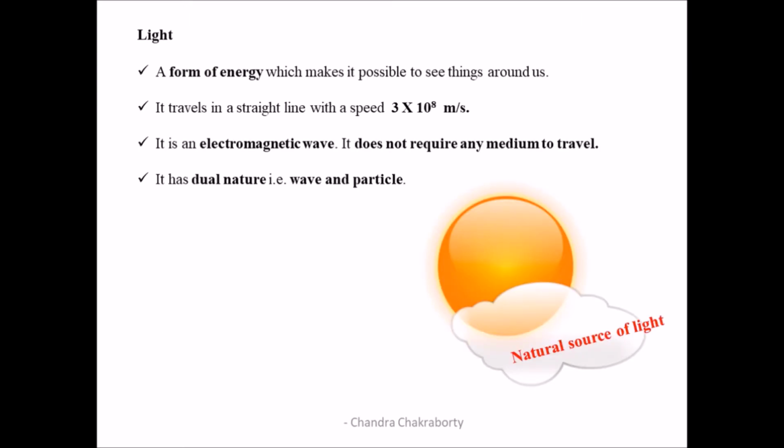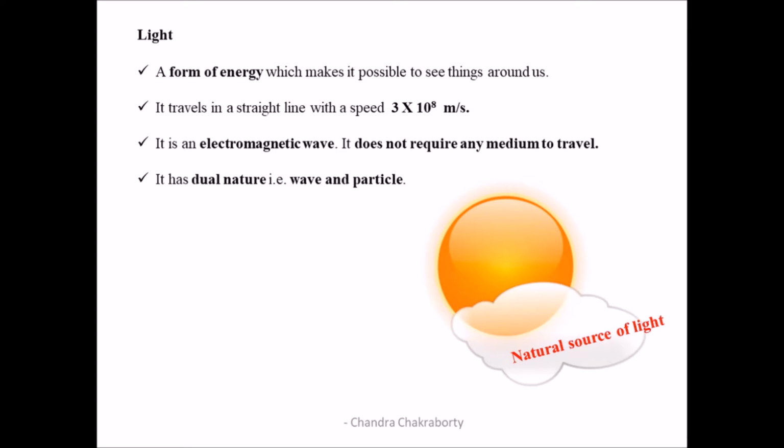Now, consider that you are kept in a dark room. Do you expect to see anything around you? Obviously no. Why? Because there is no light. But as soon as you switch on the lights, you will be able to see different things around you in the room. Why? Because there is light. Light is a form of energy that makes it possible to see different things around us.